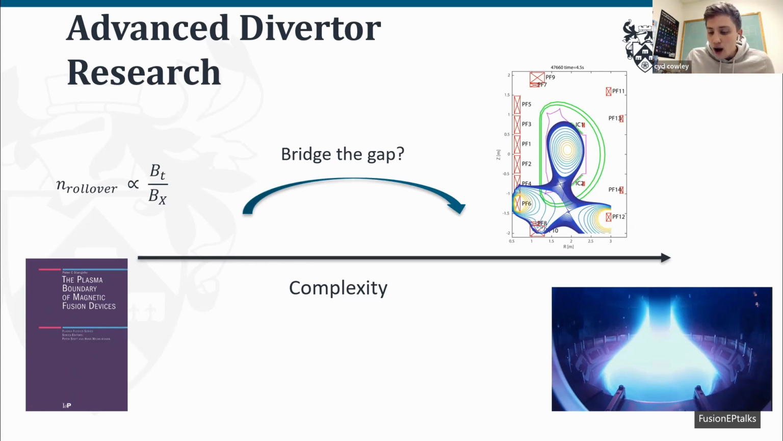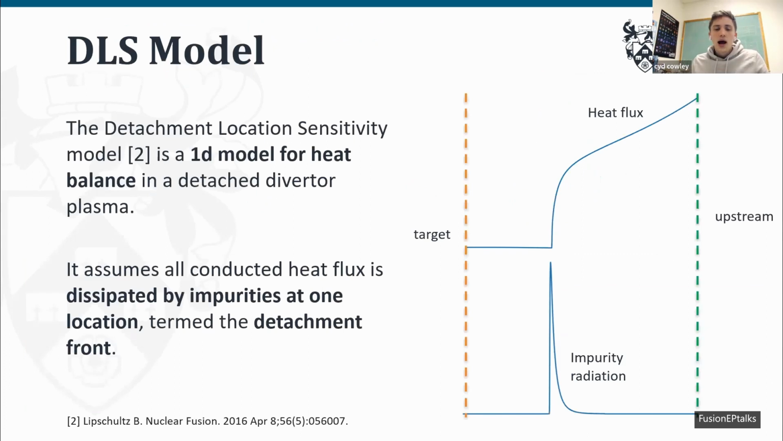And so what I try to do in my PhD project is try to understand, okay, what features we think are important when it comes to fundamental understanding, are they important when we add physical complexity to the problem? And the work so far that I've done has tried to do this with two tools. The first is what's called the Detachment Location Sensitivity Model, or the DLS model. It's essentially a 1D model for heat balance in a divertor along one given flux tube. And it essentially assumes that your divertor looks like this when it's detached.